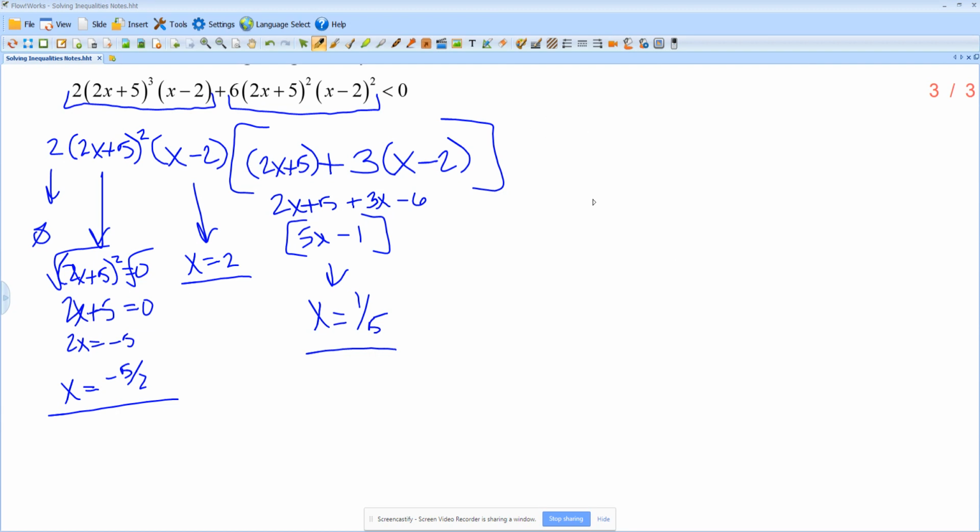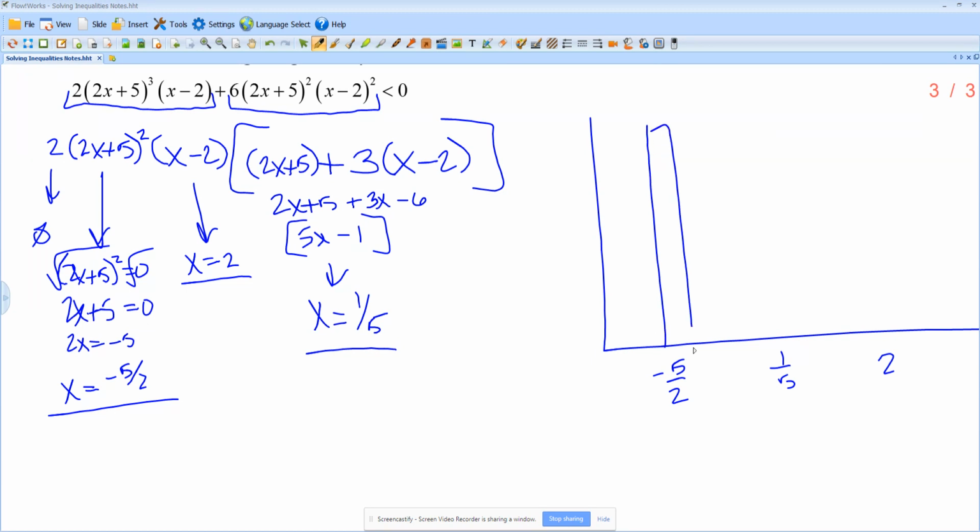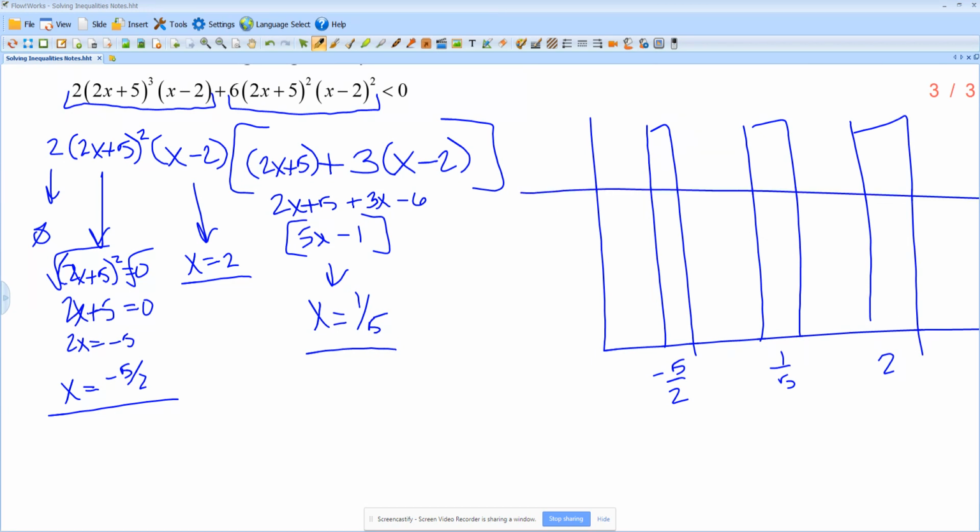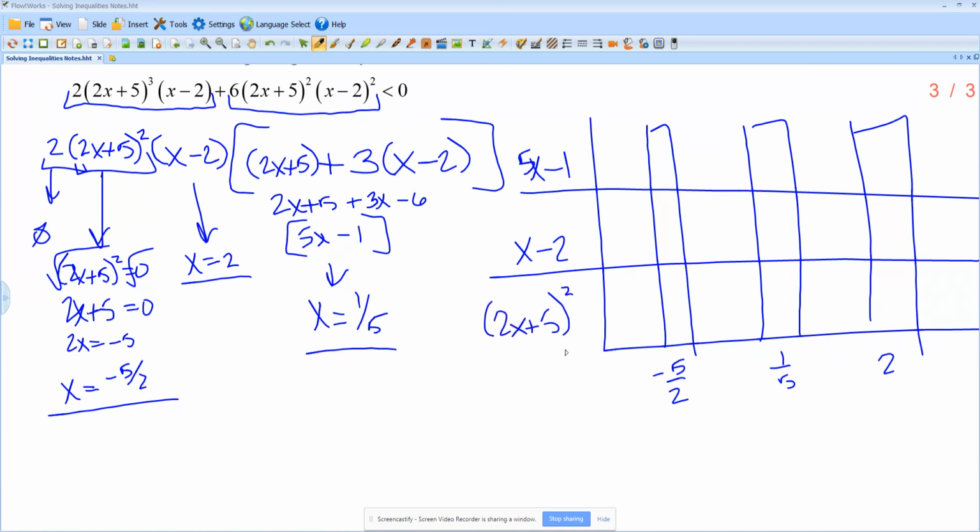So I have 3 critical numbers to be putting into my sign analysis chart. Least to greatest means negative 5 halves, positive 1/5, and 2. Listing out all my factors then, I have 5x minus 1. I have x minus 2. And I have, if we count this as just its own factor, you can include the 2 if you want as well. It doesn't matter. But 2x plus 5, quantity squared. That whole factor is being squared.